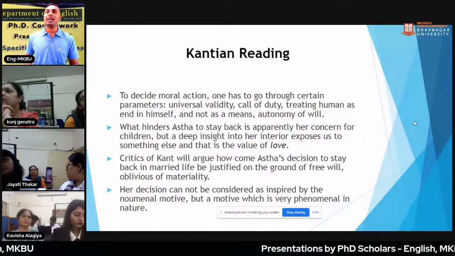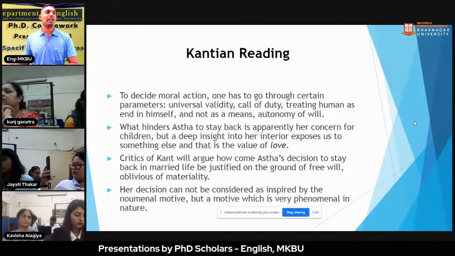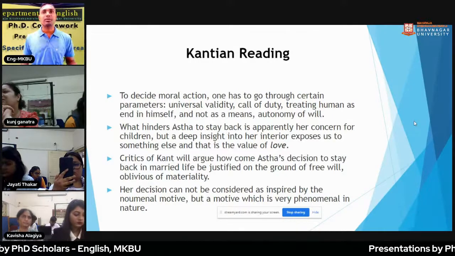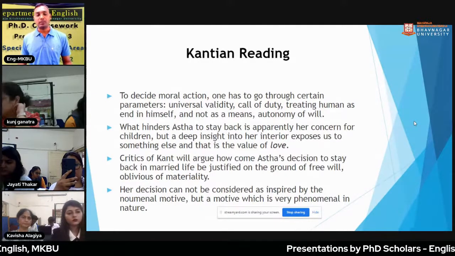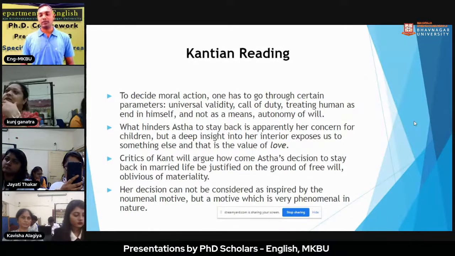She stayed back, the reason was love, which she aspired from Pipilika Khan and also from her husband. But disappointed both of the times, this is what the story is all about. And this is the way I have located it in the theoretical framework of Immanuel Kant.